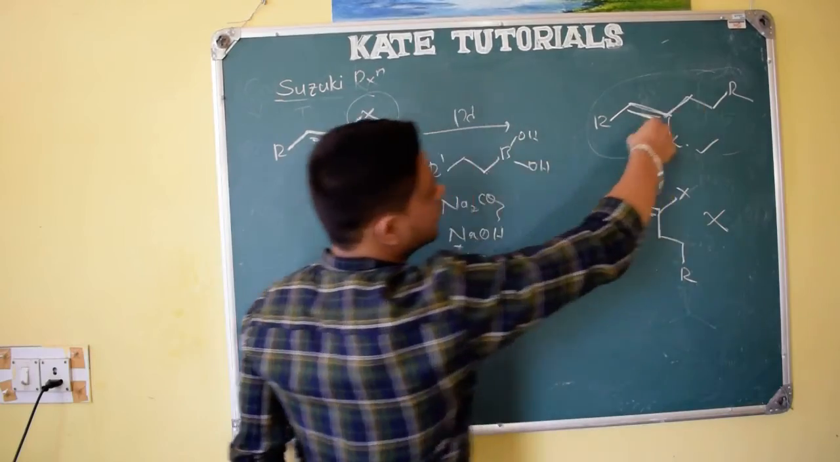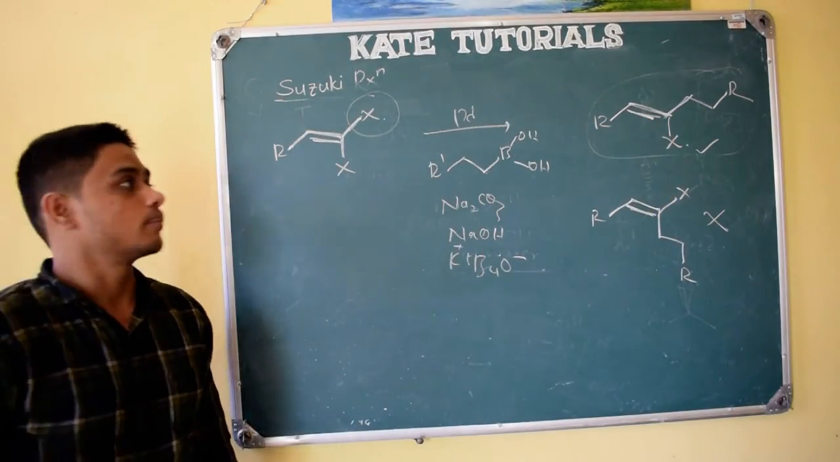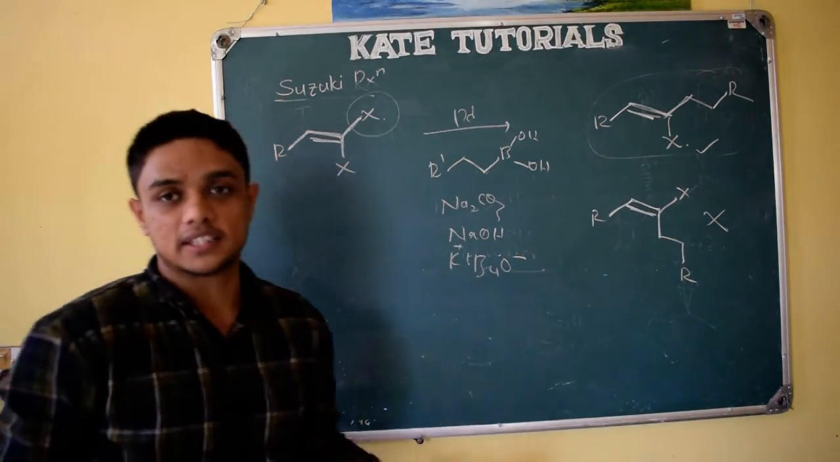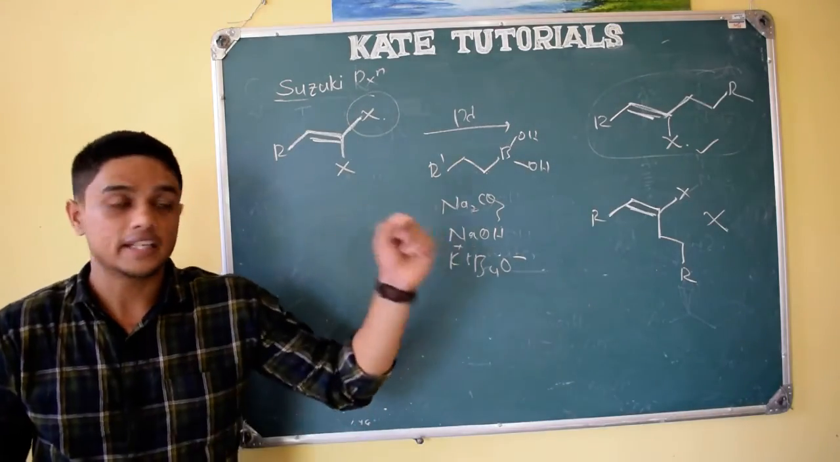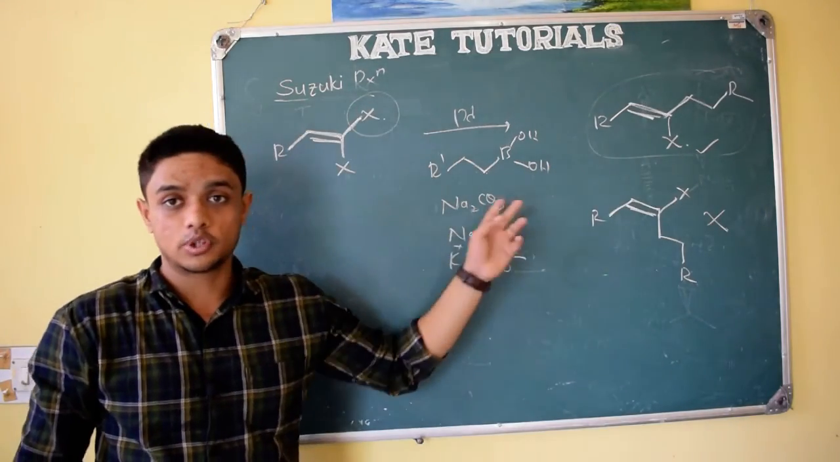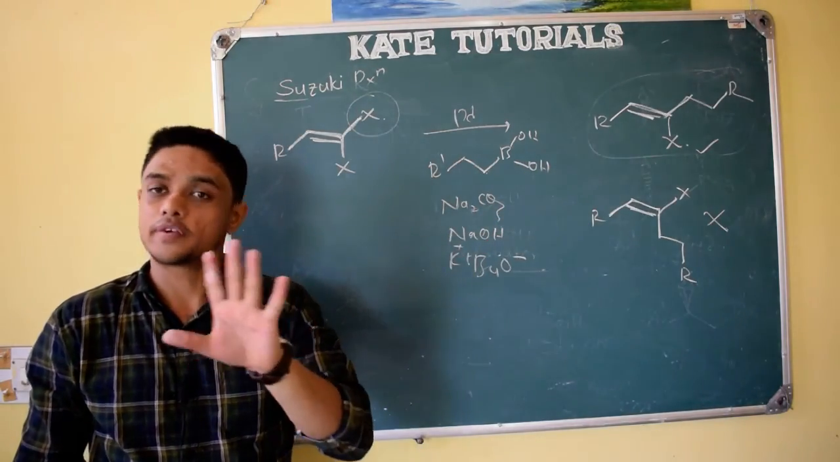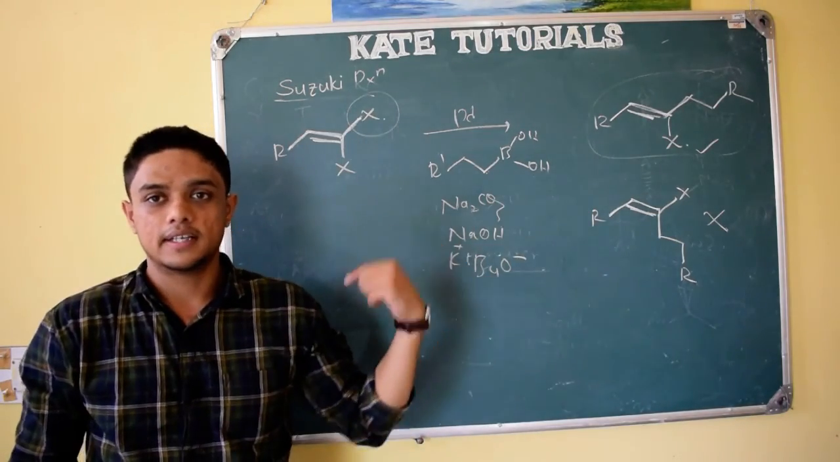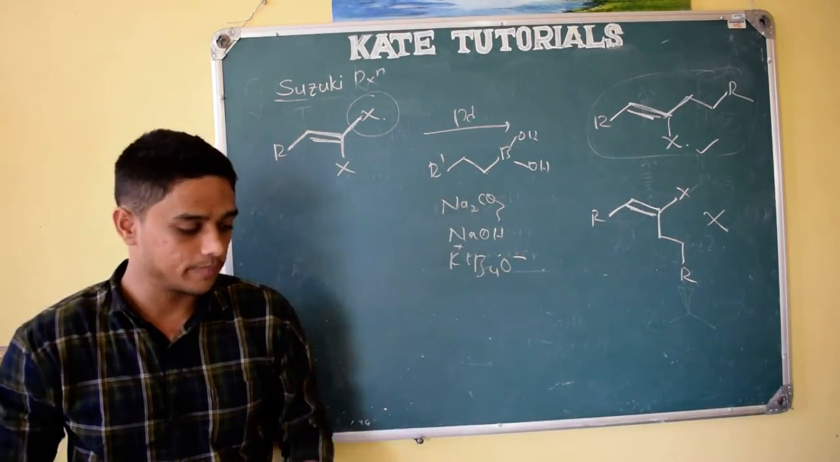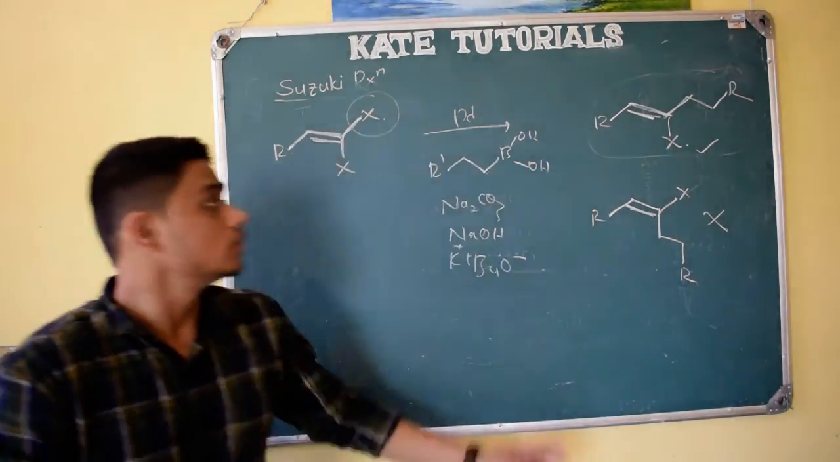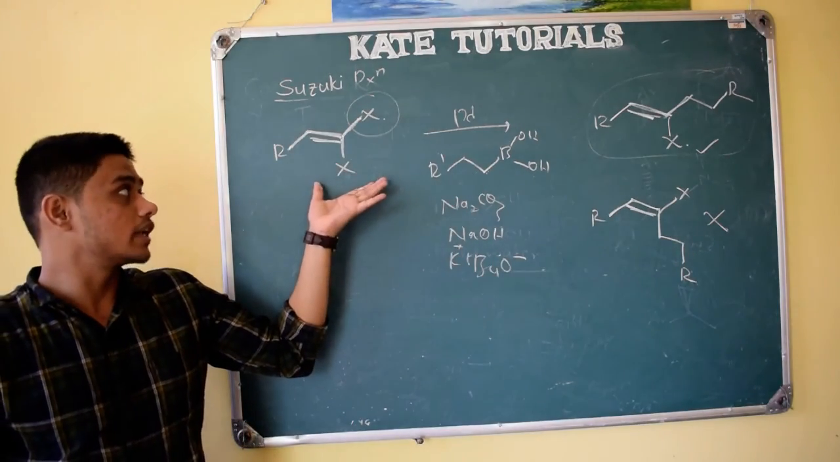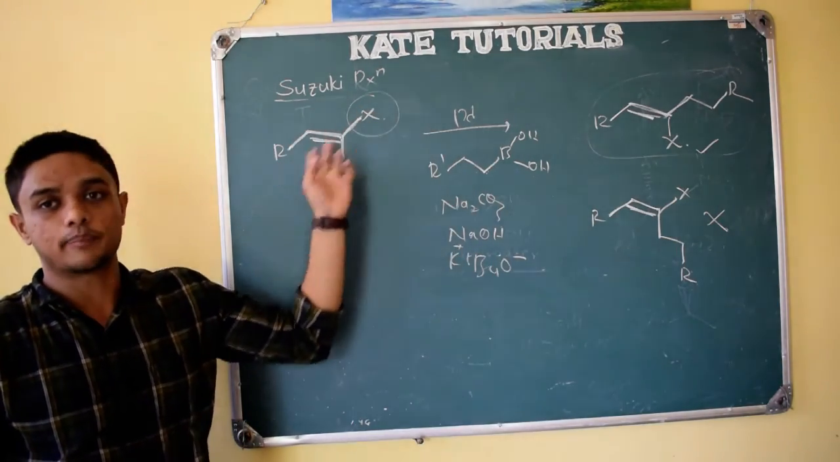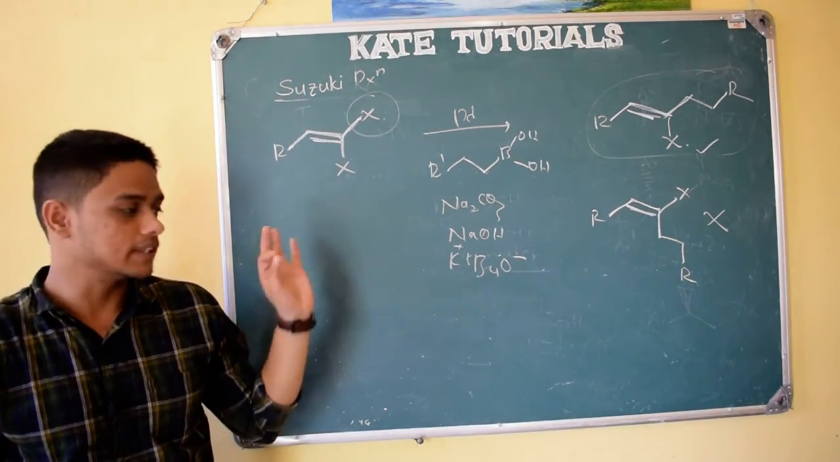In the Suzuki reaction we observed only the trans product, because in the reductive elimination step, whenever there is migration of a substituent, the configuration will be retained, that we discussed in the last example. Stereochemistry will be retained, and also the Suzuki reaction favors trans addition compared to cis addition. These things you need to remember.